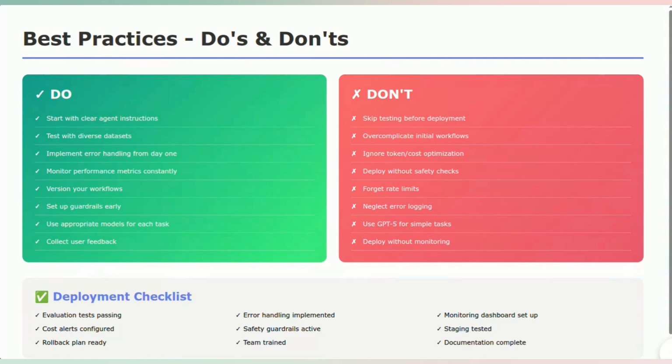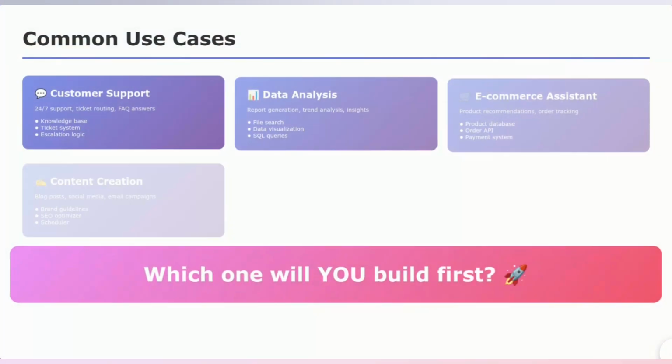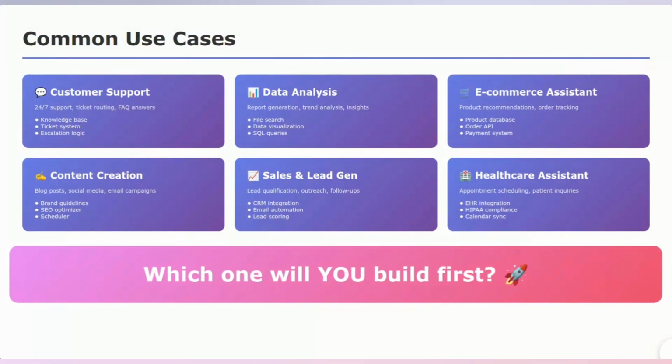Here's your deployment checklist. Make sure evaluation tests are passing, error handling is implemented, monitoring dashboard is set up, cost alerts are configured, safety guardrails are active, staging is tested, you have a rollback plan, your team is trained, and documentation is complete. Let me show you 6 common use cases to get your creative juices flowing.